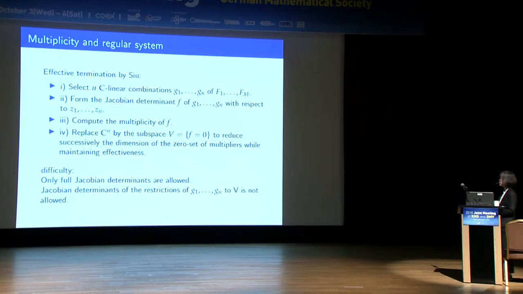But there's a problem. So first of all, this variety is not smooth at the origin in general. So instead of taking Jacobian, we choose n minus 1 g's. So for instance, we can take first n minus 1 g's and then take its partial Jacobian instead of full Jacobian. Then the real difficulty occurs that the partial Jacobian is not actually a multiplier. So only full Jacobian is a multiplier, and the restriction of G to V is not, and take its Jacobian is not allowed.